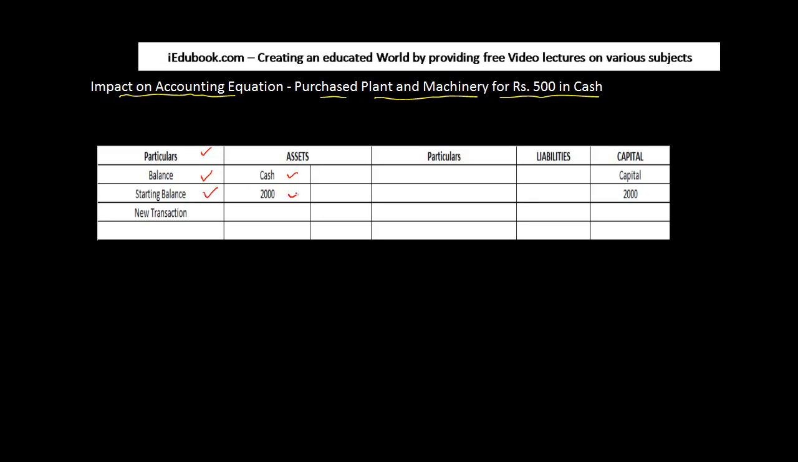For cash we have 2000 rupees. That is all what we have on the asset side. On the liabilities plus capital side, what we have is capital of 2000. So to start with, what is the sum of assets? The sum of assets is 2000. This is the only balance, and liabilities plus capital is also 2000. So our accounting equation, let's just write it down. Assets is equal to liabilities plus capital.